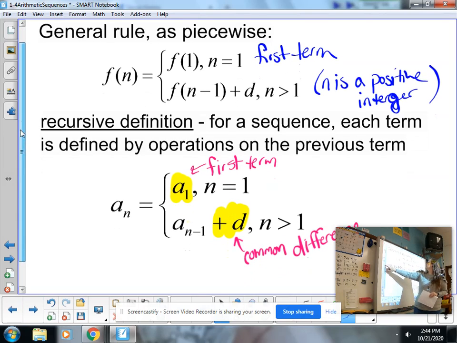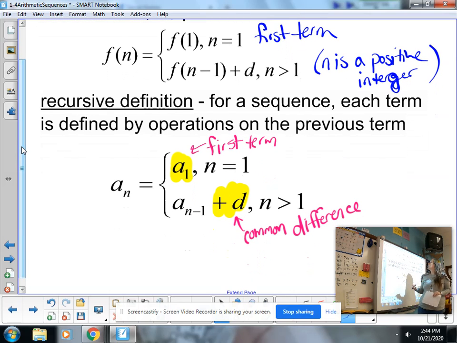And you can see here, this definition is identical to what we had up here, except for instead of saying f of 1, I have this highlighted yellow a sub 1. A sub 1 stands for the first term, and this a notation is actually what we're going to be using in this section. D is still going to represent the common difference. Notice I highlighted that there.